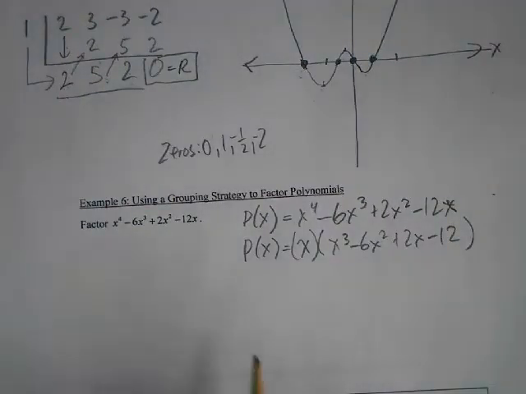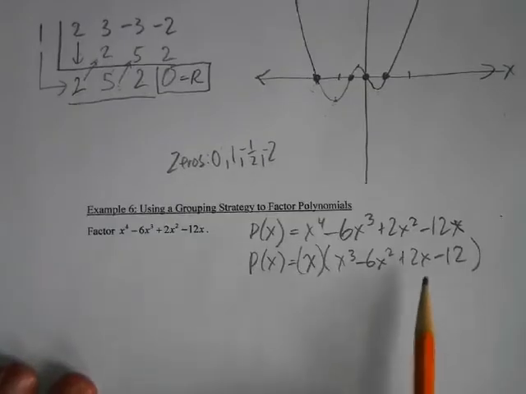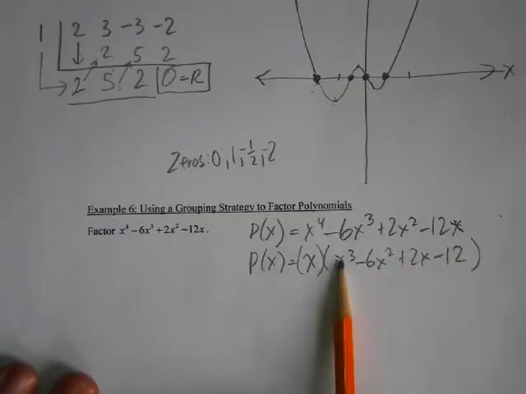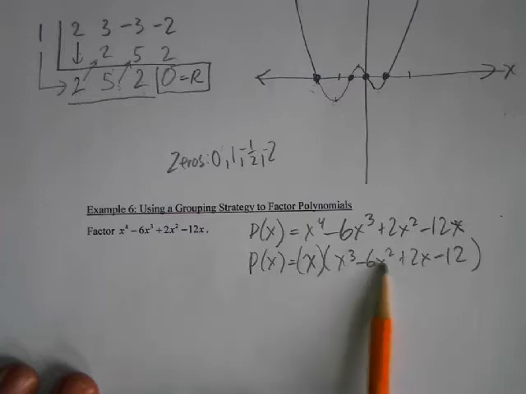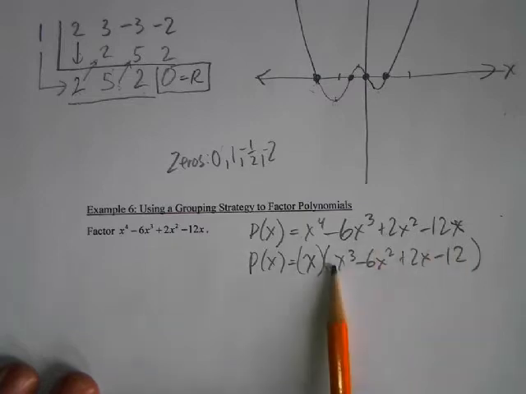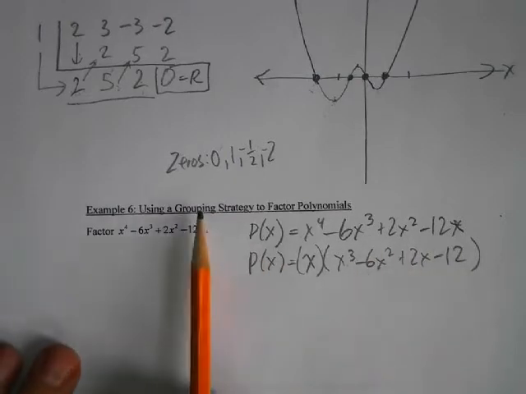Okay, now they want us to do a grouping strategy, so I'm not going to do what I did up here and find all the candidates. Sorry about that. I'm not going to look for the candidates for zeros for this and then try to trim this down to a linear factor and a quadratic factor. It's actually telling me to use a grouping strategy.